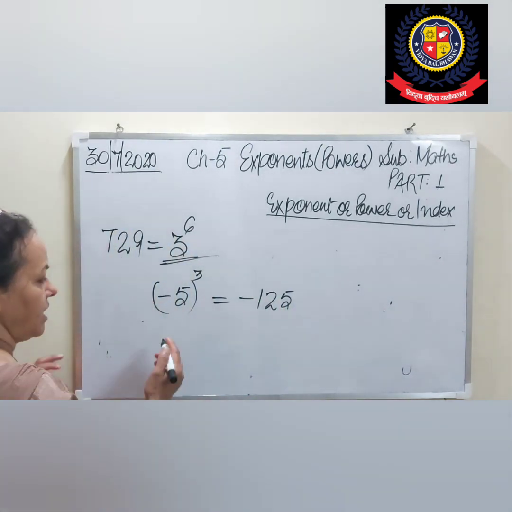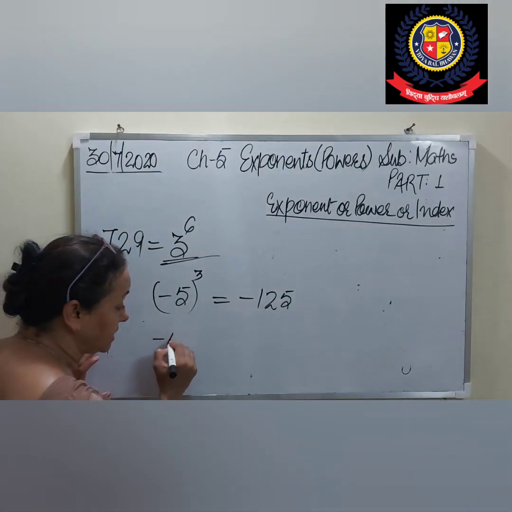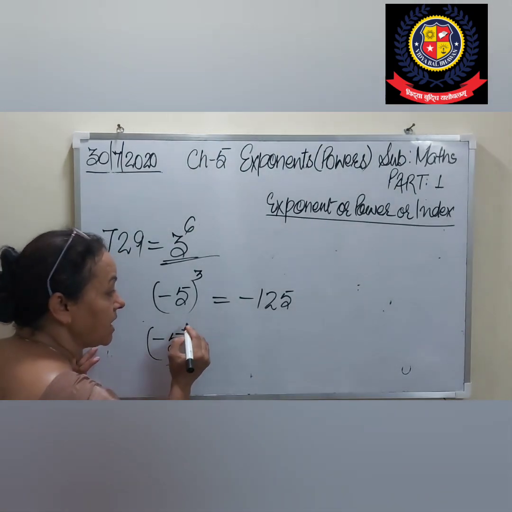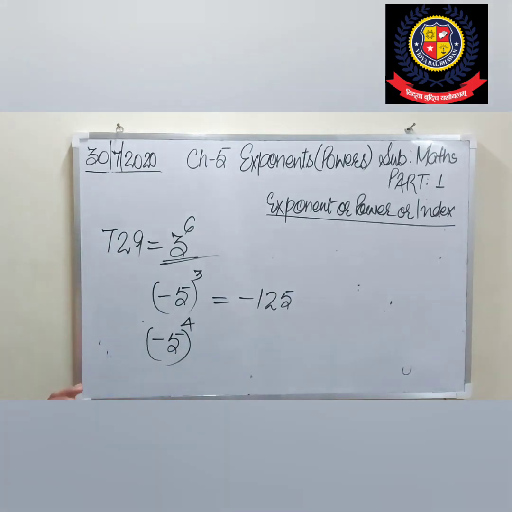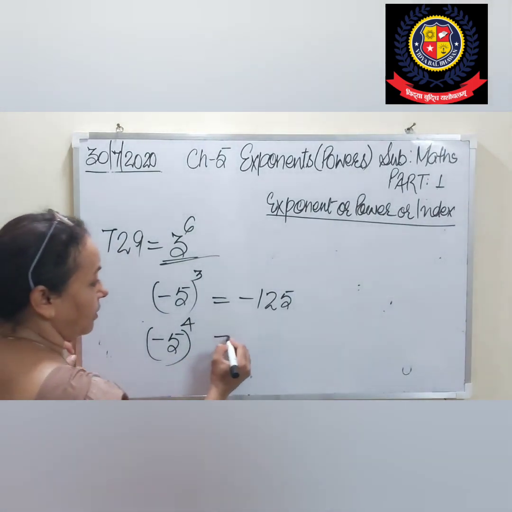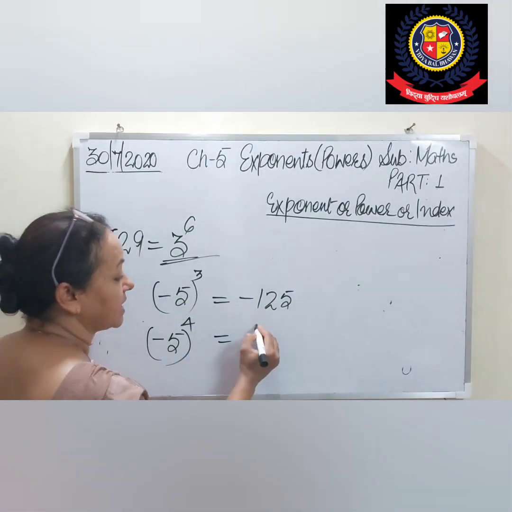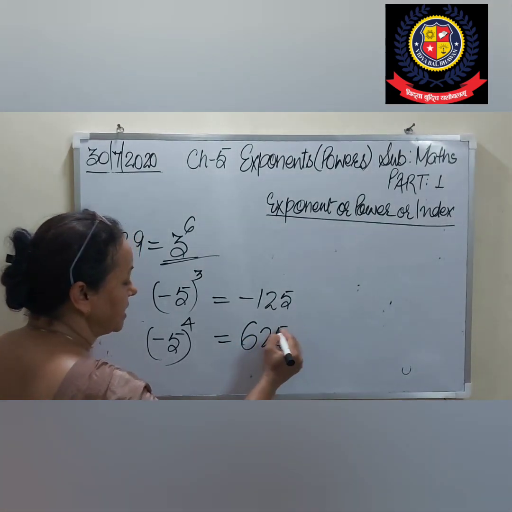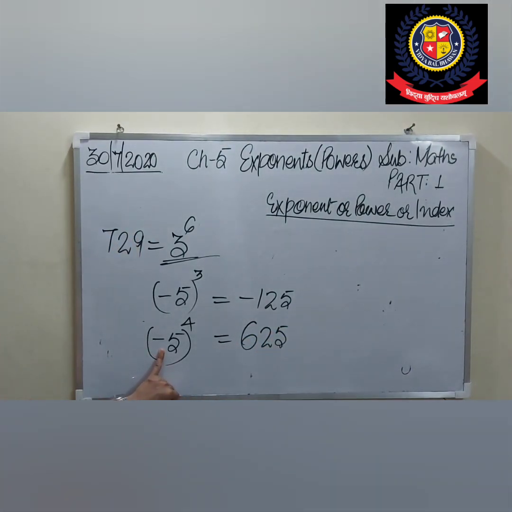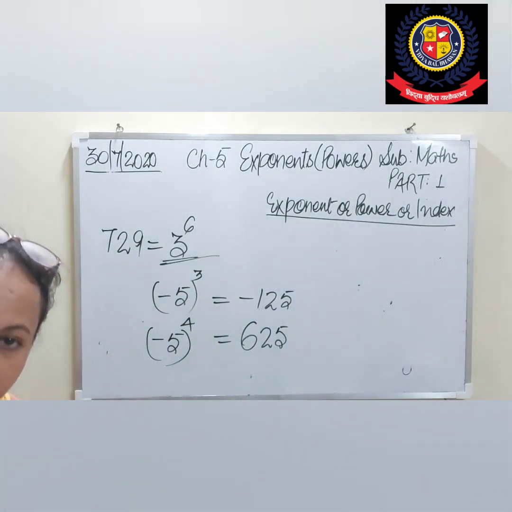Otherwise, if the number is negative and the power is an even number, that's right, the answer will be positive. What will it be? 125, 5s are 625. Right? The same negative number I have written with an odd number power and with an even number power.